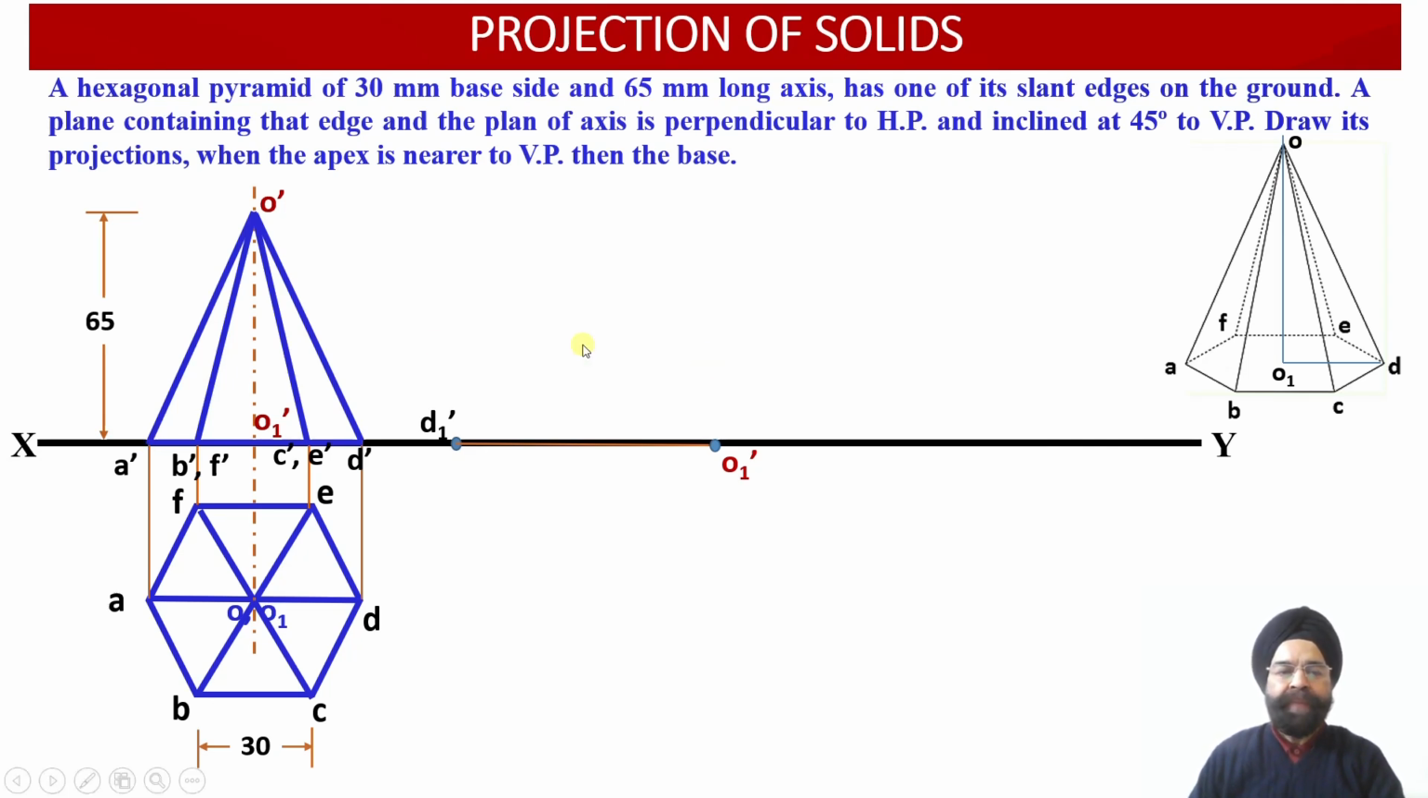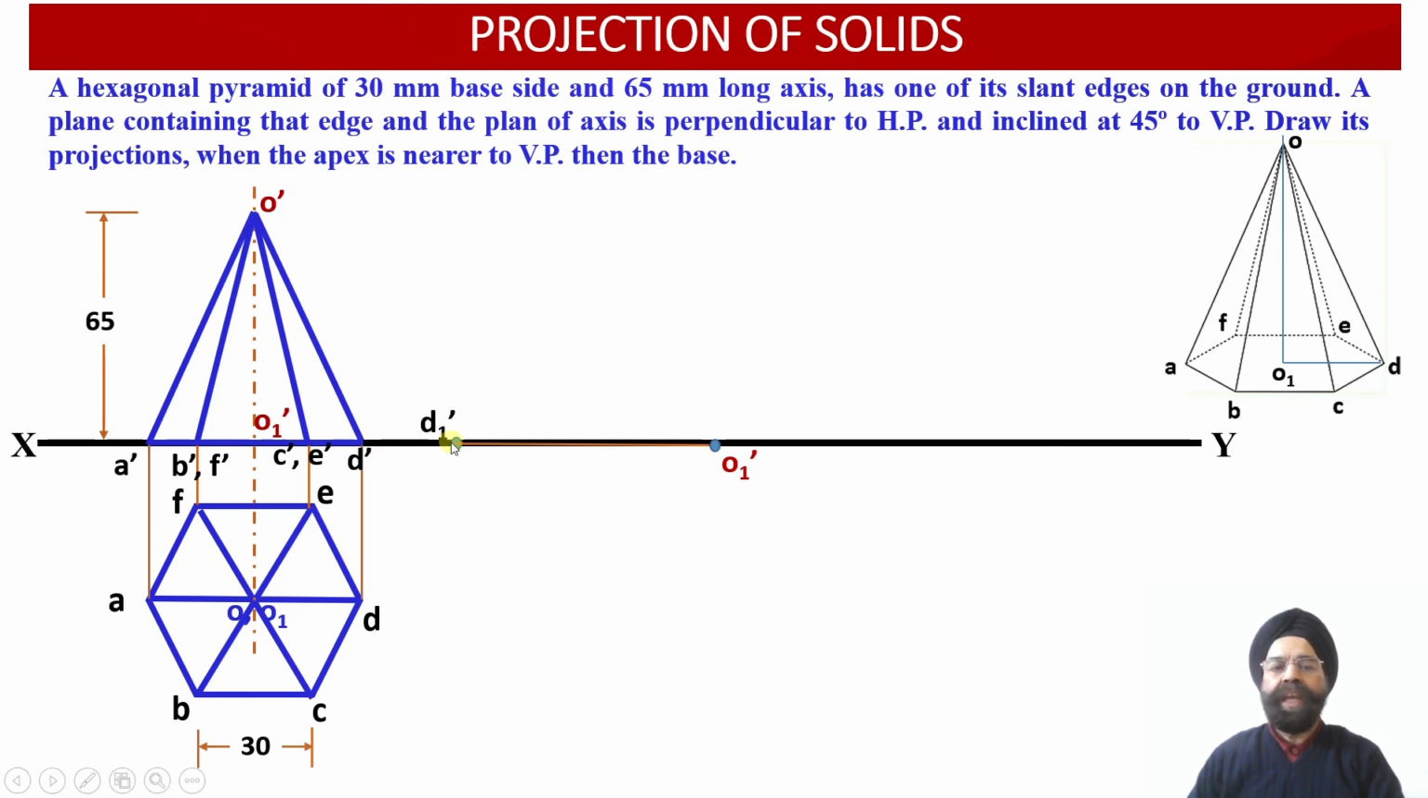Now please check. We know the distance between D dash and A dash over here. Once we know this distance D dash A dash, with D dash as center we will open an arc and draw an arc having radius equal to the distance D dash A dash. So one arc we are going to draw over here.